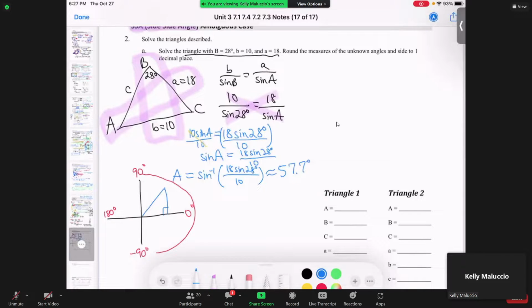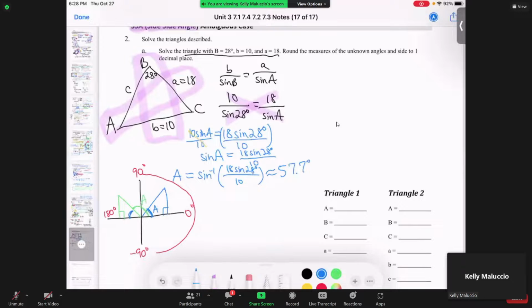Where this angle is A, it could be 57.7, but because we're not starting with a right triangle, it could also be on the other side, where our A is actually here. The blue A is our reference angle, and it would be the same as this.